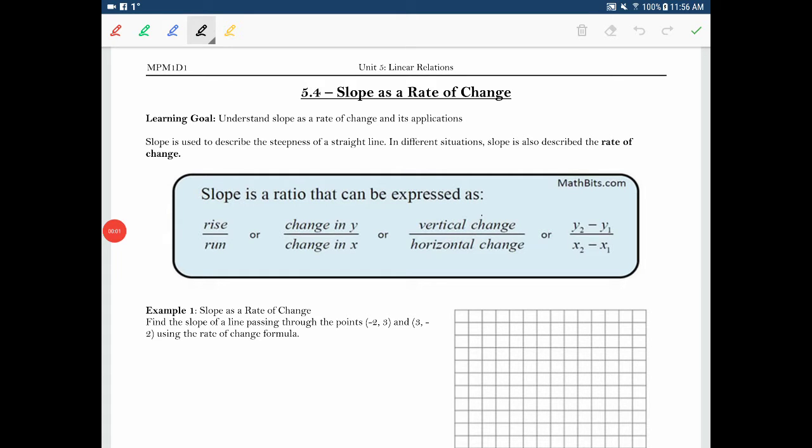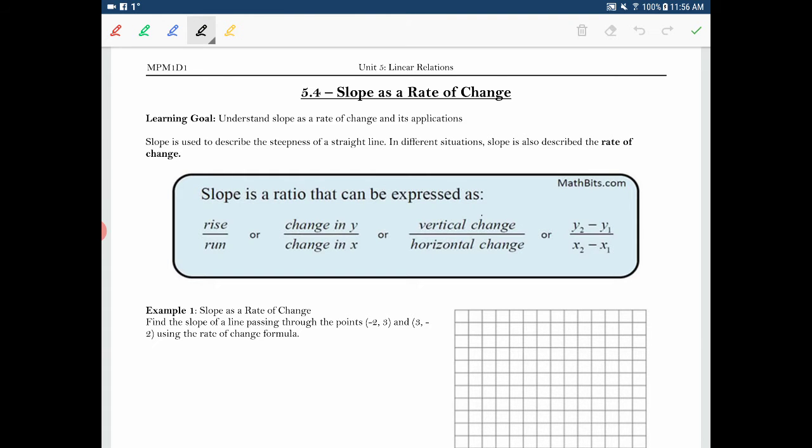Hey all you cool cats, today we're going to talk about slope as a rate of change. First of all, slope is used to describe the steepness of a straight line. So the higher the number, the steeper it is. In different situations, the slope is described as the rate of change.